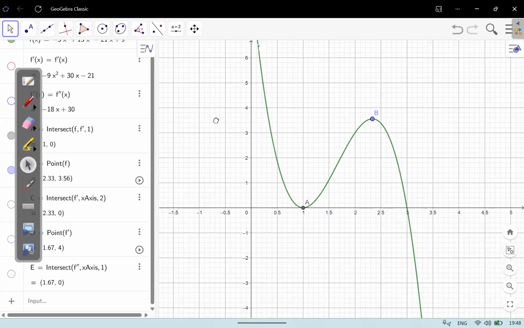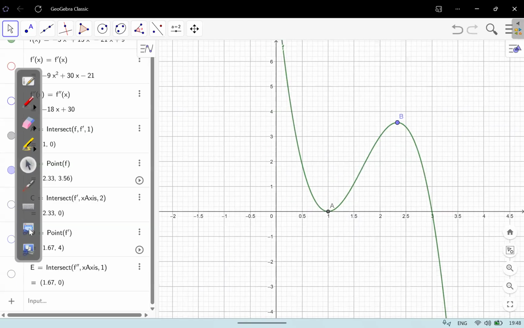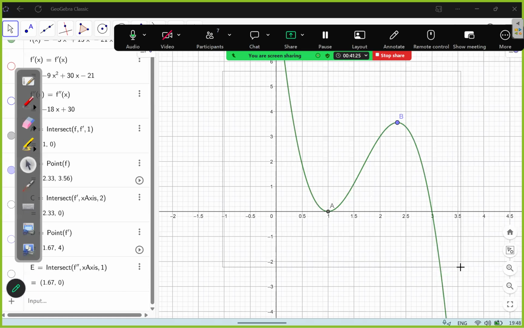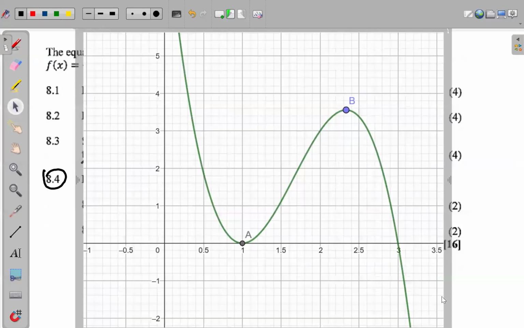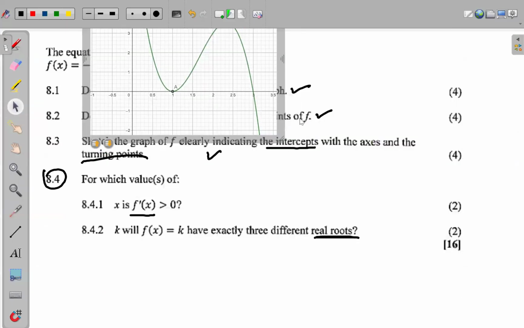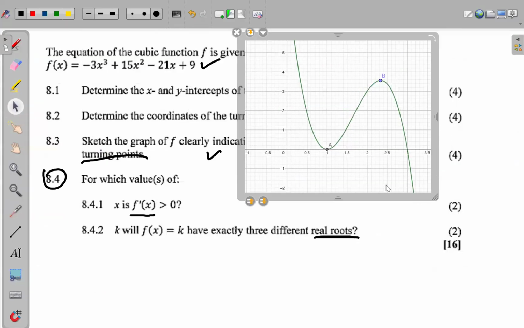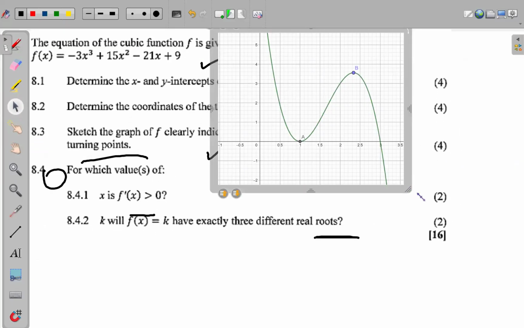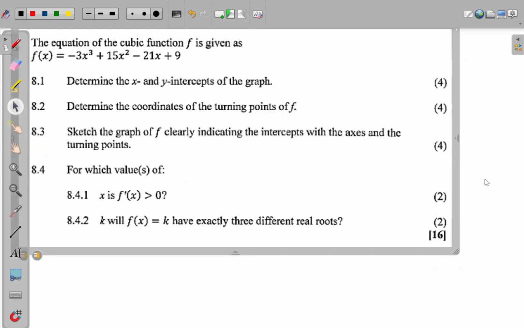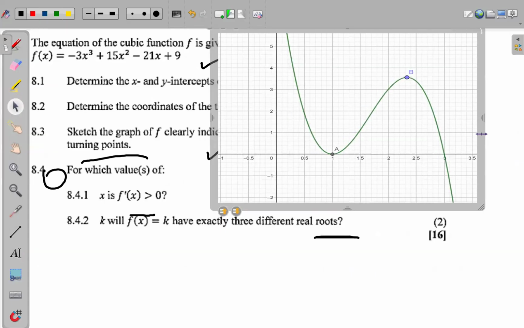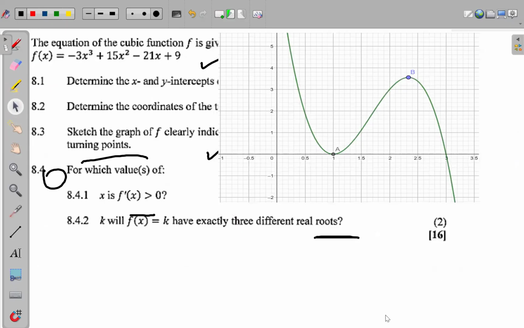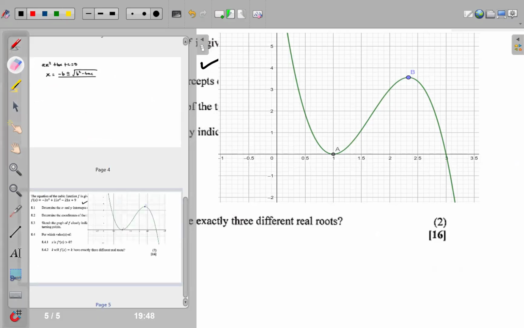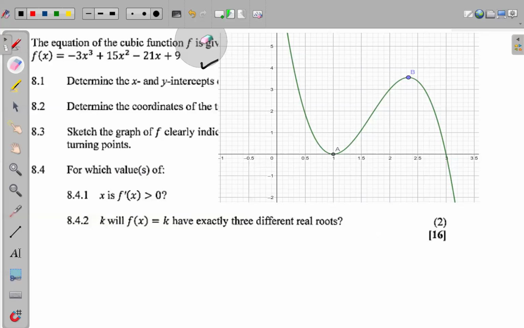Right, so here's my graph. I'm gonna take a screenshot of this, put it there so that we can answer the questions properly. So let's do this. Right, so we have the sketch and everything, and we have the marks for that. Okay, there's our sketch. Now, I'm going to start with this one first, where it says for which values of x is the graph increasing, or is the gradient positive.